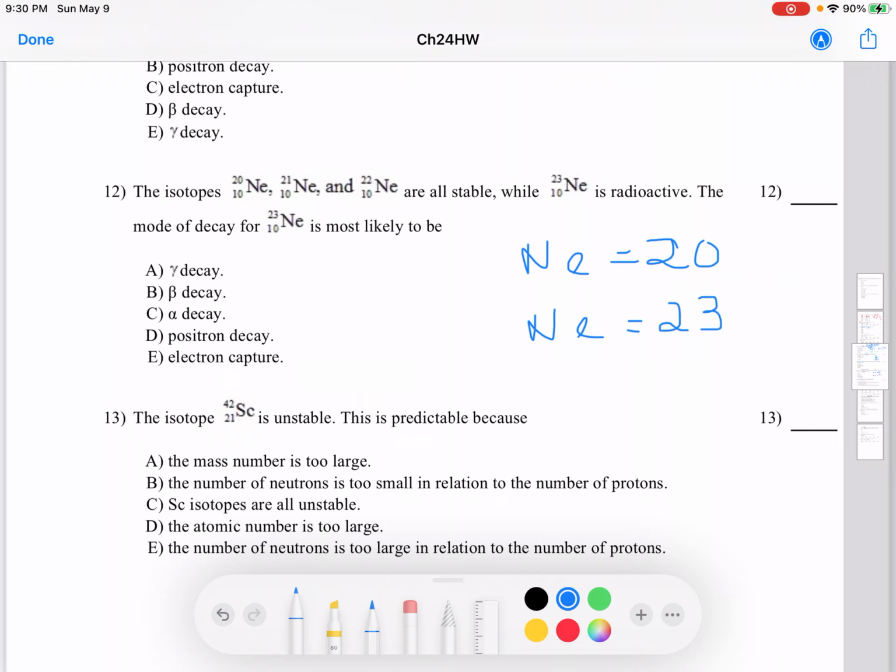So what do we have more in this one? Because the number of protons, 10, doesn't change, it is neutron rich. If a nuclide is neutron rich, how would it decay? I showed you in the table, beta decay. Okay.